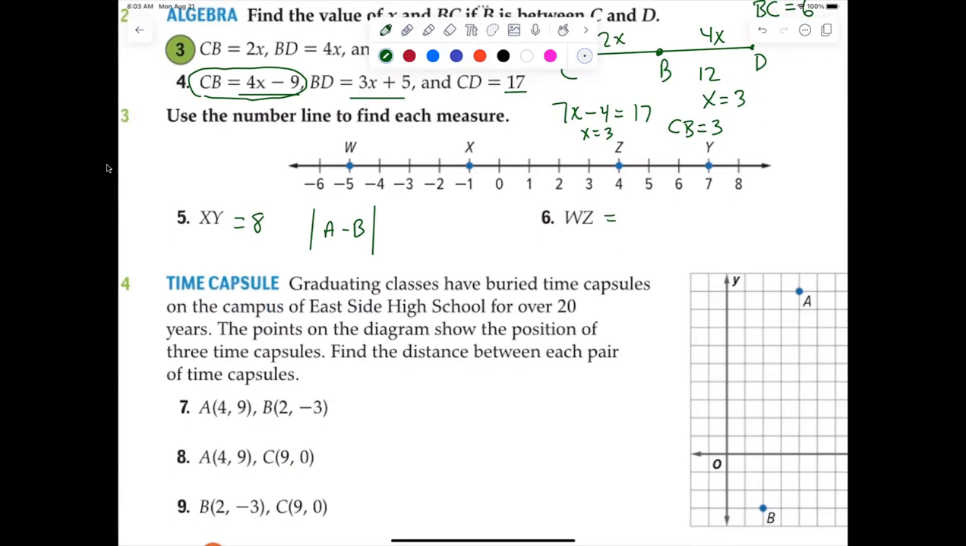Maybe I'm wrong. WZ is what? 9. Come on. Wake up, wake up, wake up. WZ is 9. Anybody have any questions with that? Anybody? All right, here we go.